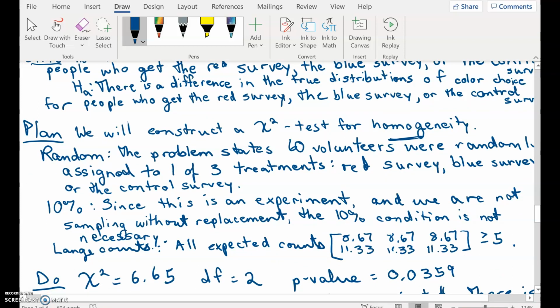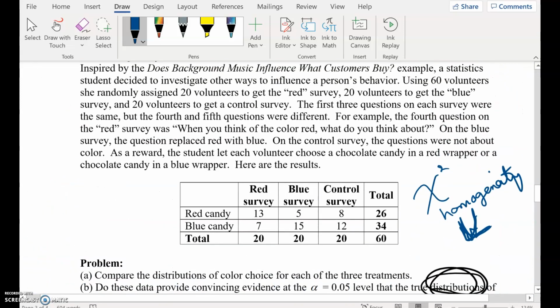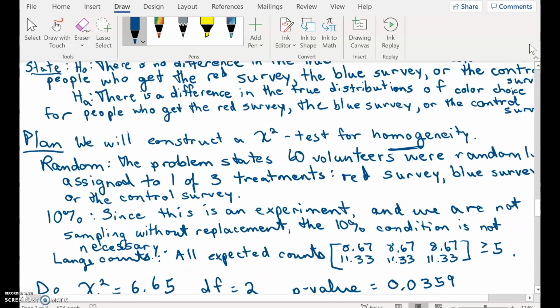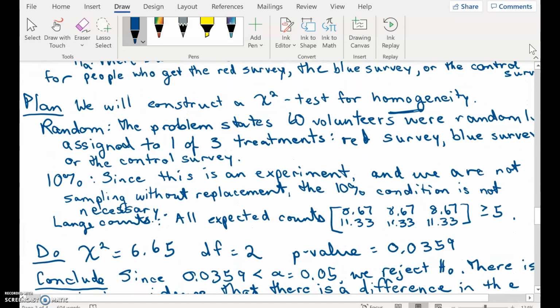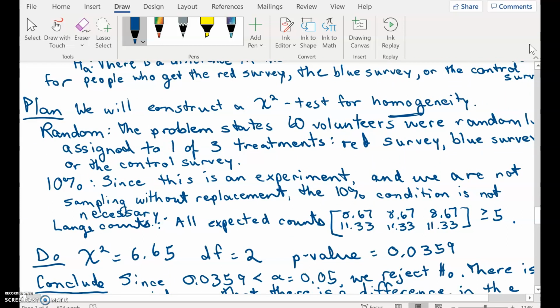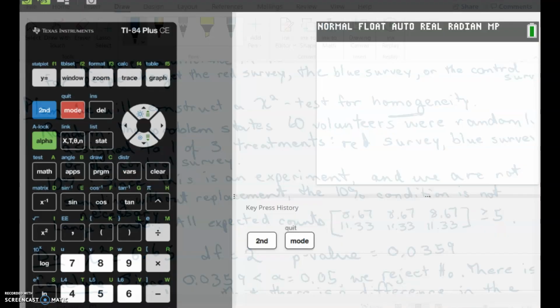10%, we haven't done one of these in a while. This is an experiment, so the 10% condition is not necessary. We had 60 volunteers, so remember that that means it's an experiment and that the 10% condition is not necessary. Okay. Large counts, so let's go ahead and I'm going to show you how to do this in the calculator. There's the expected counts, just write them all out and say that they are at least 5.